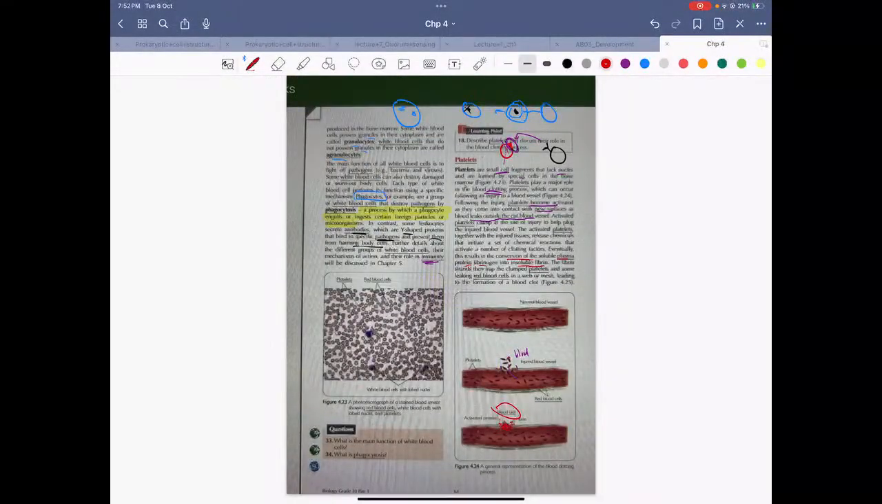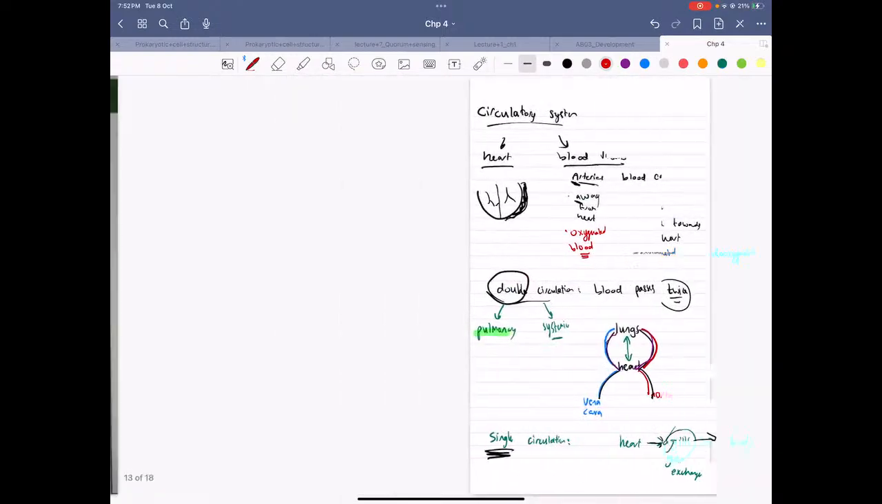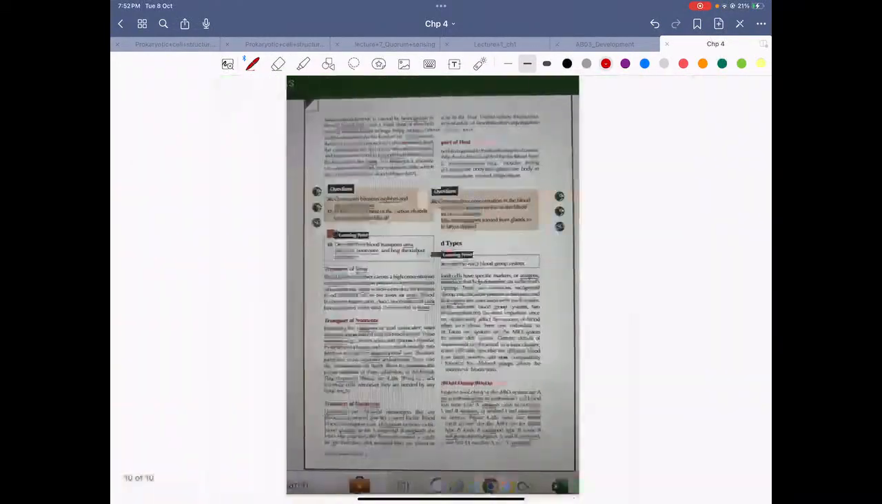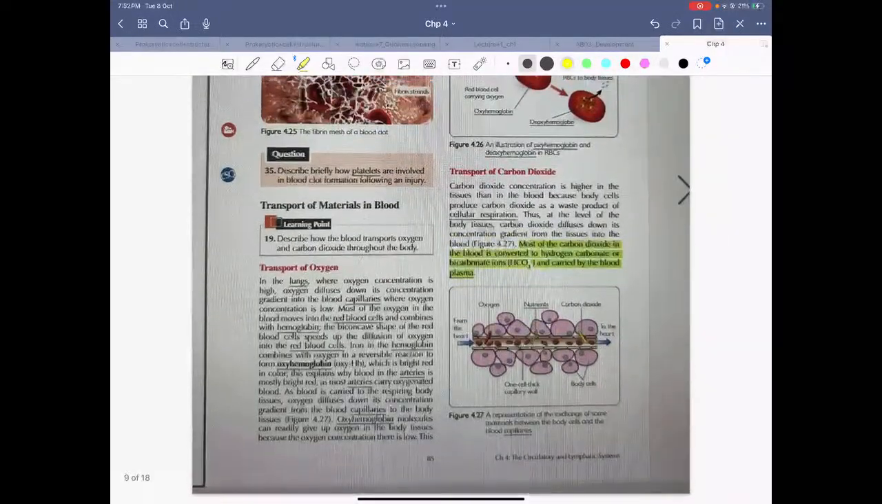That's it for the components of the blood. Okay, I'm going to go a bit faster so we can do the quiz, because I think it's better to just do the quiz with you guys. Okay, so we're going to be looking at the function of the blood. I'm not going to go into details with it, but what does the blood do?